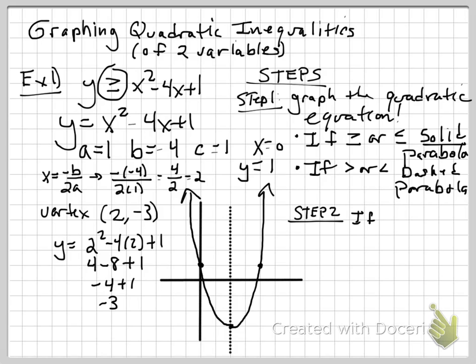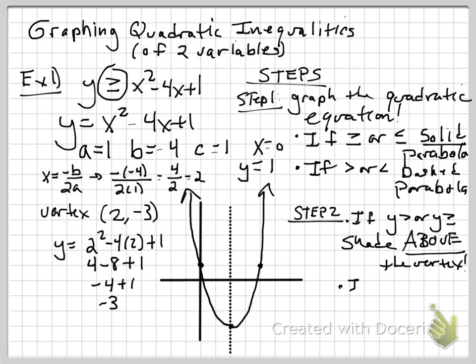If we have a y greater than or y greater than or equal to sign, I'm going to shade the region that is above the vertex. If, on the other hand, I have y less than or y less than or equal to, I'm going to shade below the vertex.